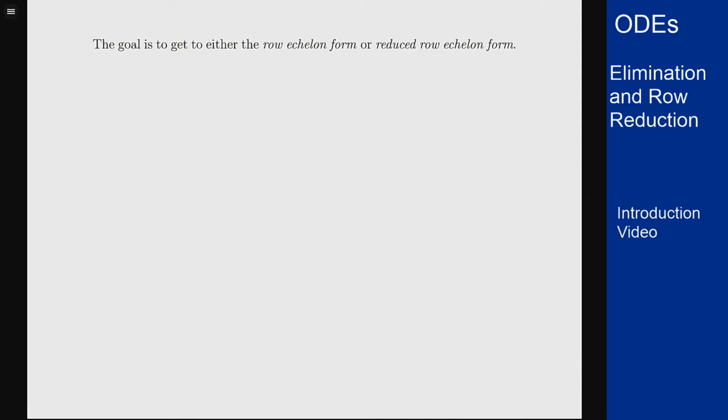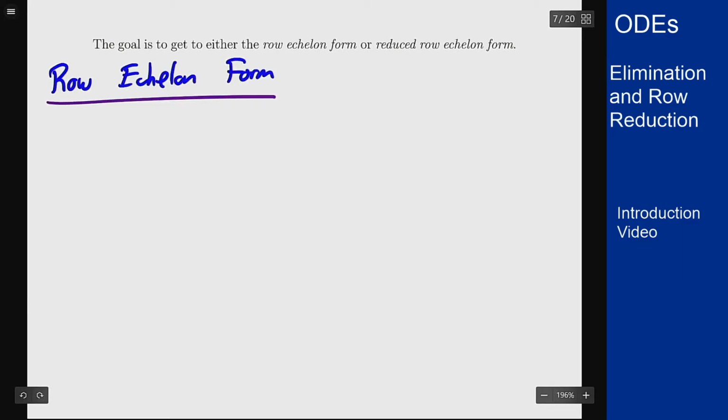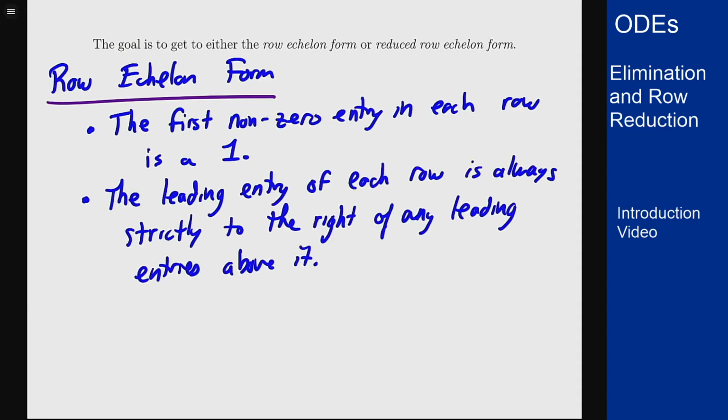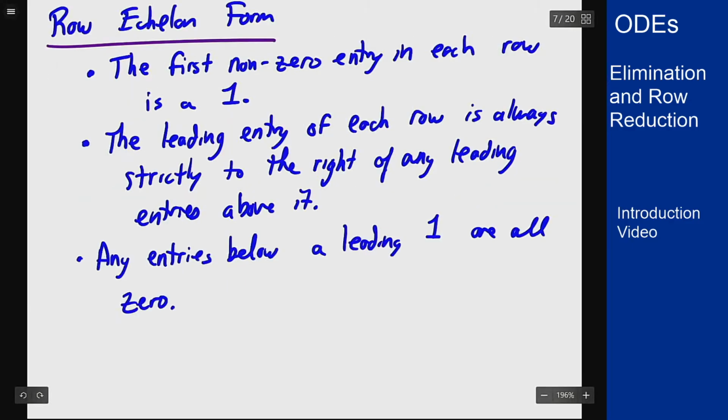So to characterize the row echelon form, it has the following properties. The leading entry, or the first non-zero entry in each row, is a 1. The leading entry of each row is always strictly to the right of any that are above it. And then finally, any entries below a leading entry are all 0. You will sometimes hear these first non-zero entries or leading entries referred to as pivots. But what it's basically saying is that these first non-zero entries, pivots, have to start from the left, always move to the right as you move down, and they have to all be 1s.